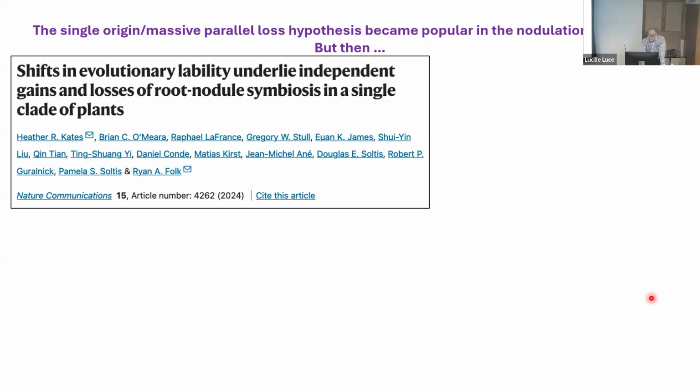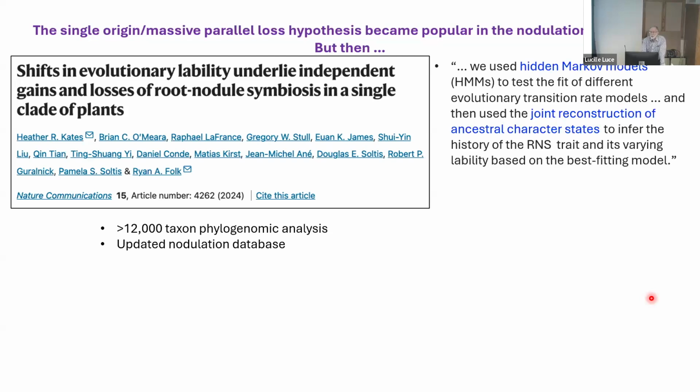And so in this paper, what they did was they made a phylogeny of 12,000 different species of nodulating and non-nodulating plants in this whole clade primarily. Much of it from herbarium material, by the way. This is a shout out to the herbarium, because you can use herbarium material to actually isolate DNA and use that in a study like this. They updated the nodulation database of which species nodulate and which ones don't. They then used hidden Markov models to test the fit of different evolutionary transition rate models and reconstructed ancestral character states. So this is state-of-the-art phylogenomics, basically. This is what people do with big phylogenies. They test hypotheses like this.